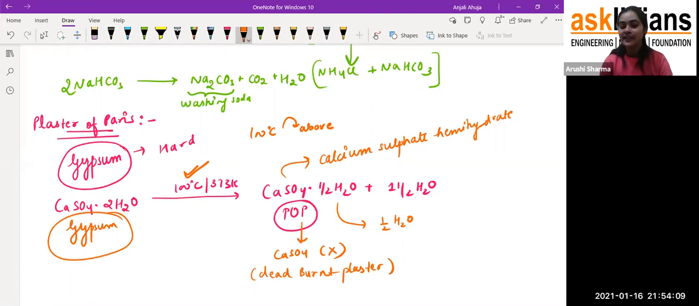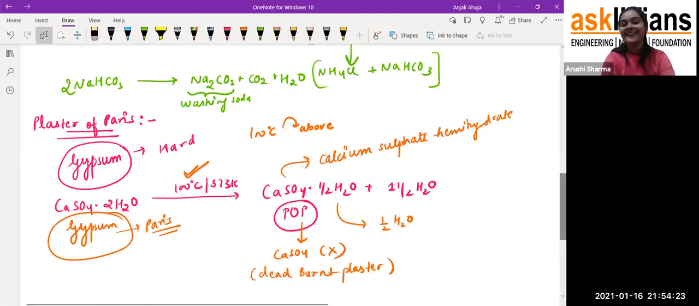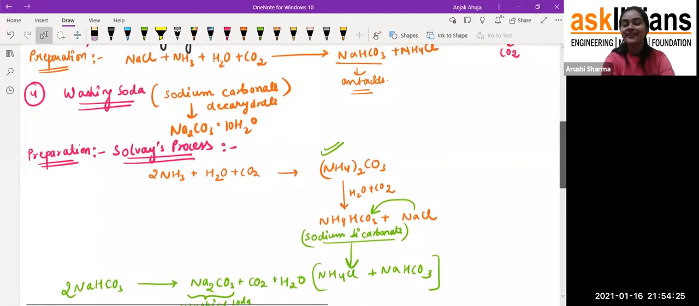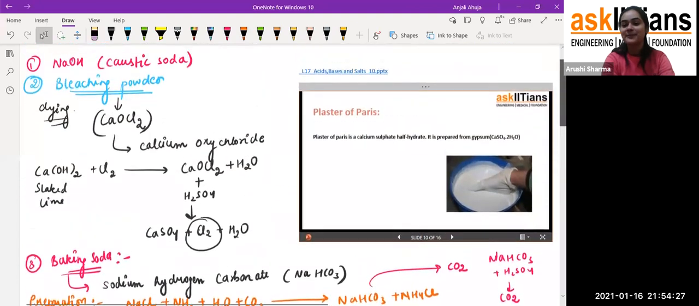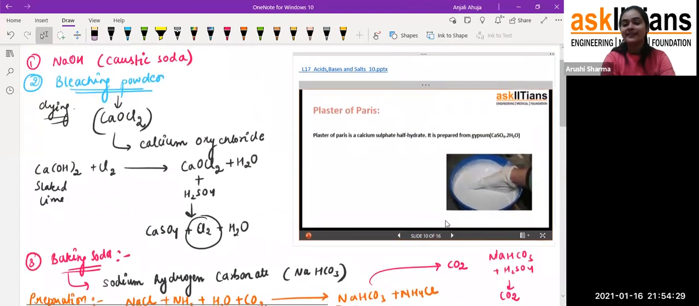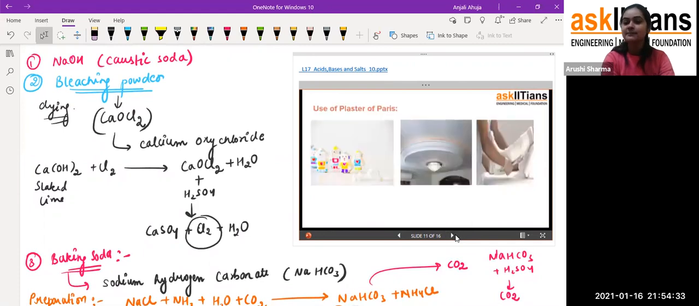It's just that the gypsum which you require to prepare the POP, most of the amount of that gypsum we get from Paris. That's why we are calling it plaster of Paris. Nice answer, na? I hope many of the students have already expected what the answer to that question could be. So this is the POP, students.